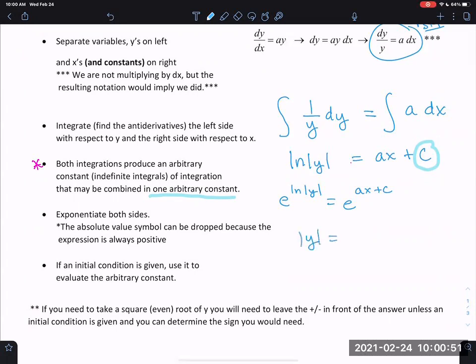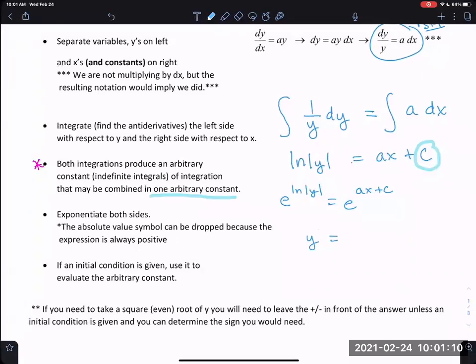equals, and when I do this, I'm going to talk about the absolute value in just a second. E to the ax, e to the anything, does everybody agree, is always going to be a positive value. So I would be able to actually do that right now. Okay, we should be good to go.